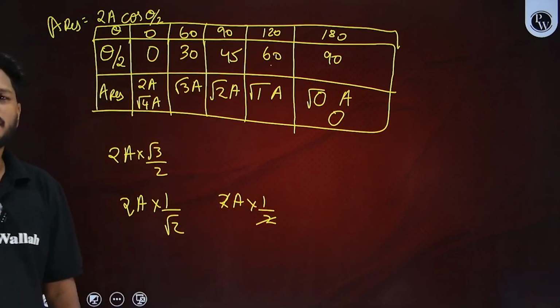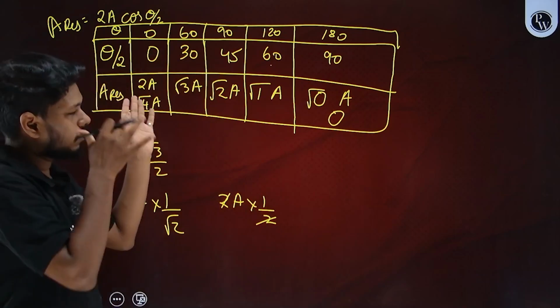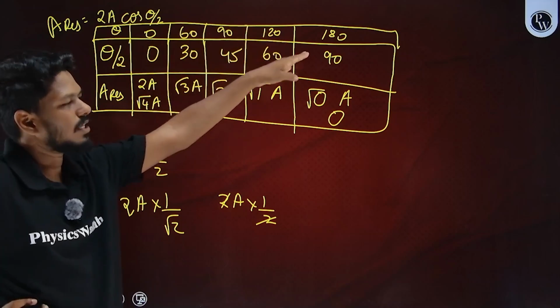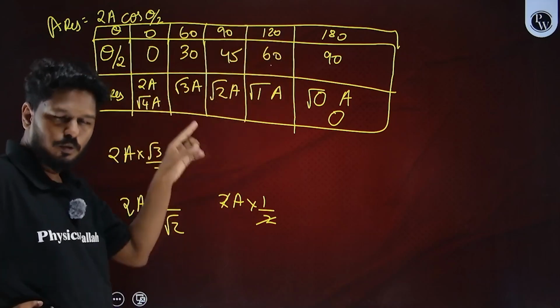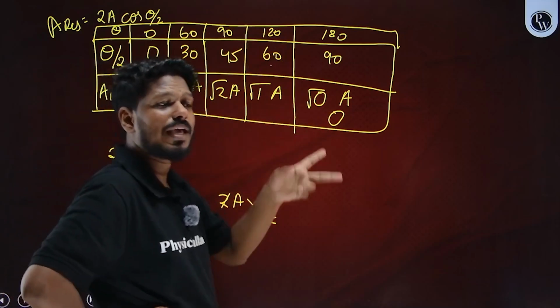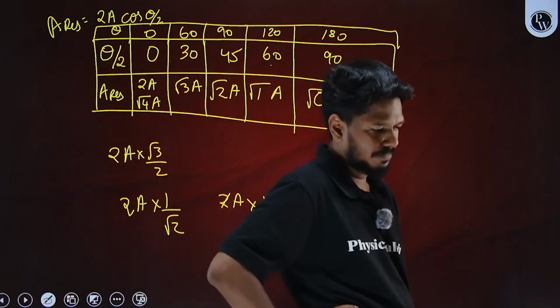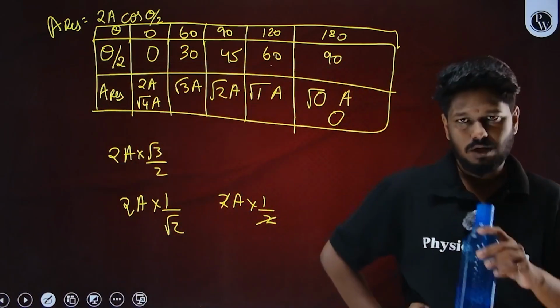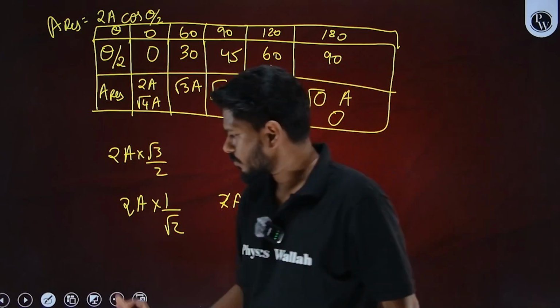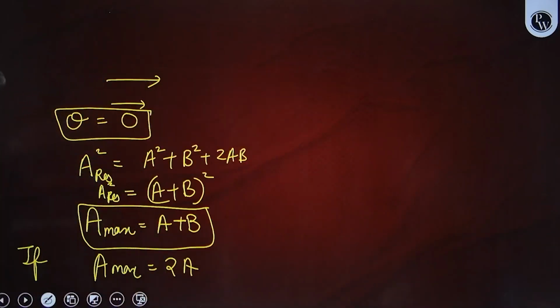So the simplest way of remembering this is that if the angle between them is 0, 60, 90, 120 and 180, the result will be root 4a, root 3a, root 2a, root 1a and root 0a. That is why I have given 2a as root of 4a. 2a is given as what? Root of 4a. Okay. Just remember these things.